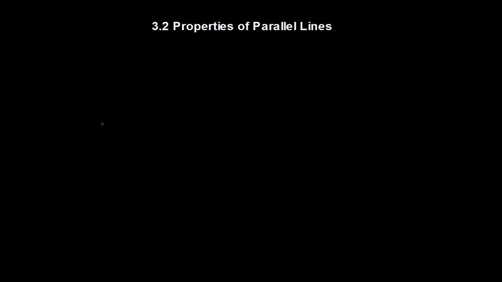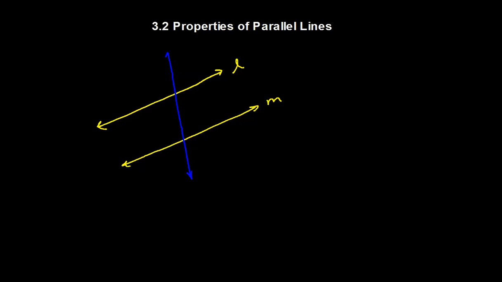You have two lines here. We'll label them L and M. And you have a third line crossing those two lines. This line in blue is called the transversal line. So the transversal line, we're going to label it as line T.